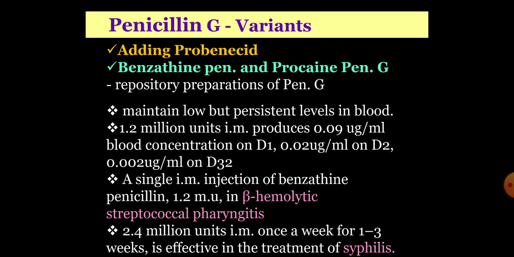Fortified benzyl penicillin is a mixture of 3 lakh units of procaine penicillin with 1 lakh unit of benzyl penicillin per milliliter. Such a preparation achieves a quick and high serum penicillin concentration on IM injection, and effective concentration persists for 12 to 24 hours. So basically we are achieving both the results.